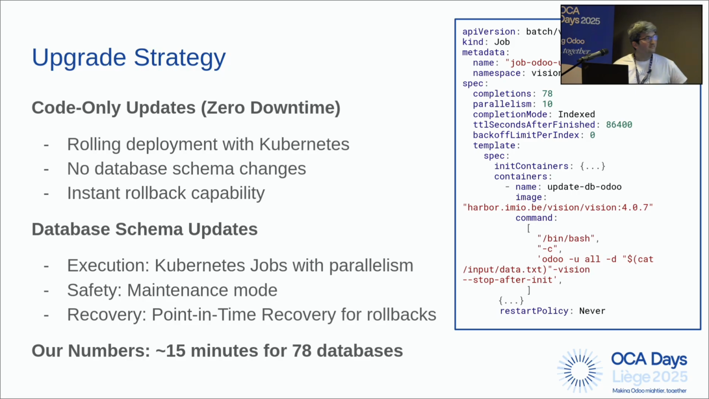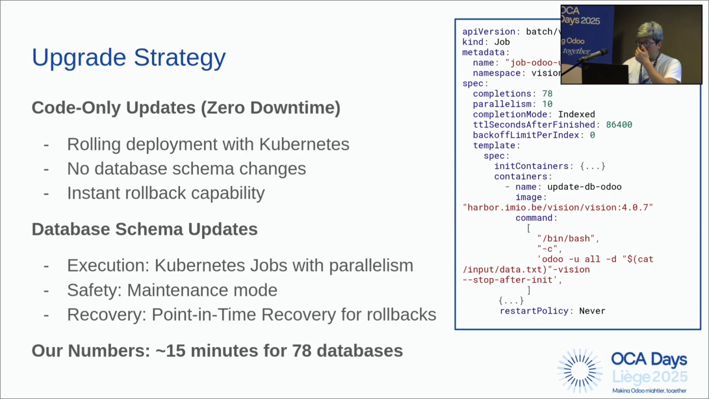However, database schema updates are more complex, and this is where our lessons learned really shine. We start with comprehensive pre-flight checks, including point-in-time recovery backups and database health validation. Then we use Kubernetes jobs with parallelism to upgrade multiple databases at the same time, which is absolutely critical when you have so many databases to upgrade.